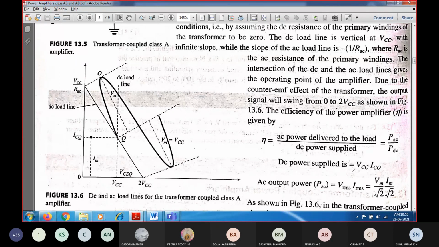This is the AC load line, similar to that of the RC coupled amplifier, which I am going to discuss in the next class, because the time is already up, it's 11 o'clock. So tomorrow's class I will discuss this. Okay, thank you. I will meet you in the next class.